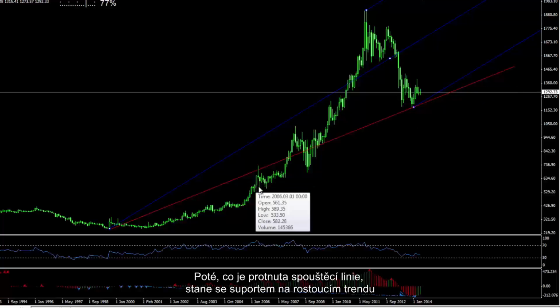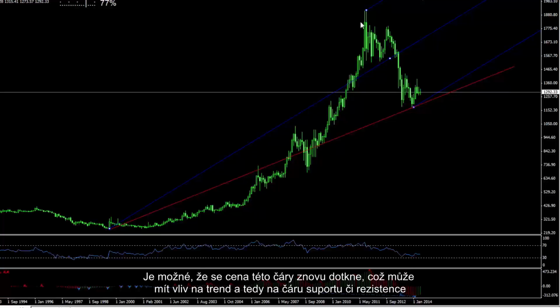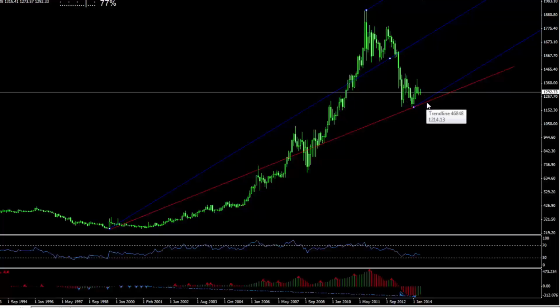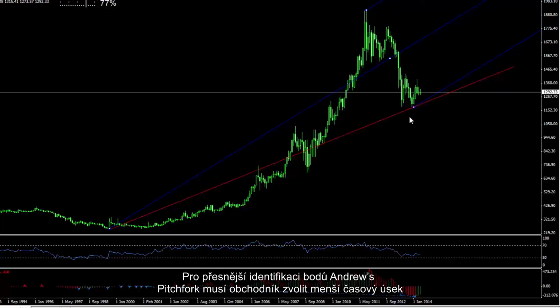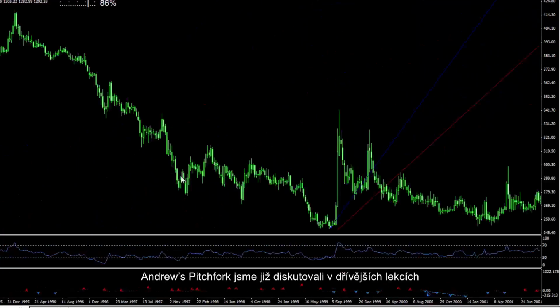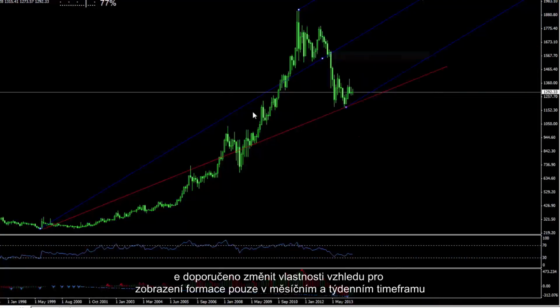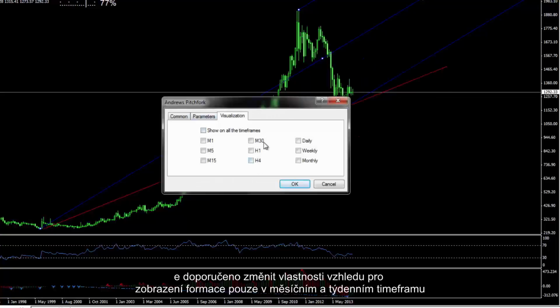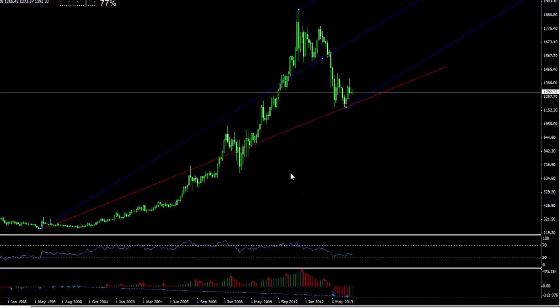After the trigger line has been crossed, it becomes a support line for an uptrend. Maybe price touches this line again, so it may affect the trend as a support or a resistance line. For a more accurate location of Andrew's pitchfork points, a trader must select a shorter time frame. We have already discussed Andrew's pitchfork in earlier sessions. It is recommended to change its visualization properties to see this pattern only on monthly and weekly time frames.